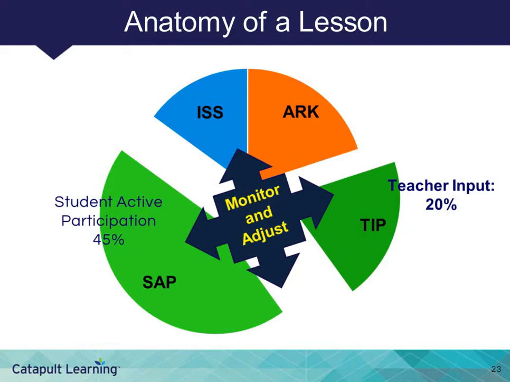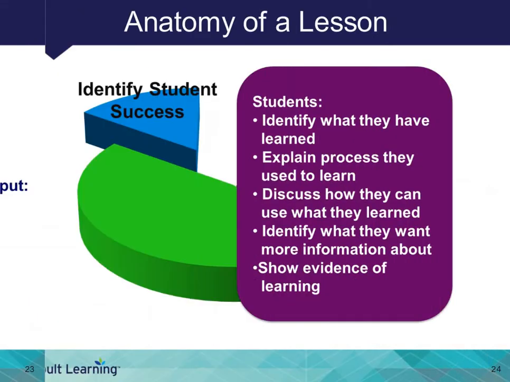If teachers are talking for more than 20% of the lesson, they are taking up valuable time for students to actively manipulate the content. During SAP, teachers can provide the necessary scaffolding to help all students reach the next phase. ISS, identify student success. As you can see, identifying student success requires students to reflect and explain their thought process, then show evidence of their learning.